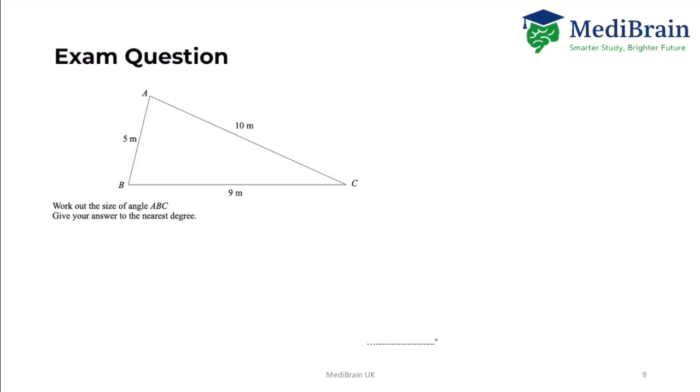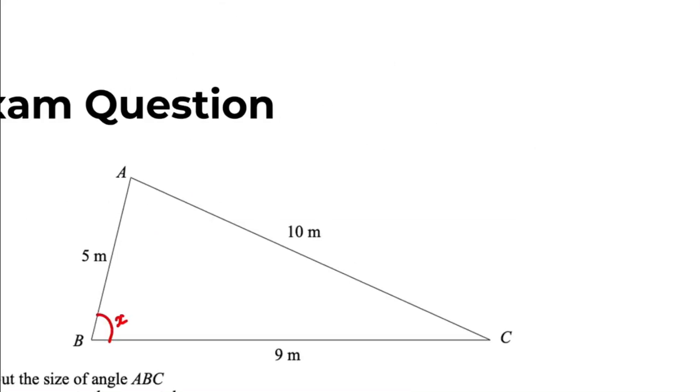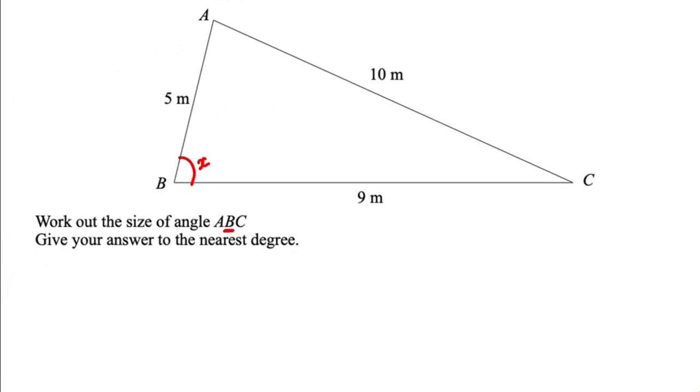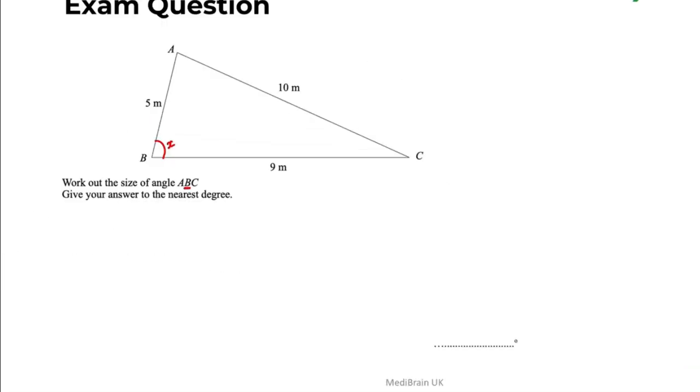Okay, so it says work out the size of the angle ABC. So ABC is this angle over here. Just look at the middle letter. Okay, middle letter is B. So the angle that you need to work out is B. So that's the angle that we need to work out.